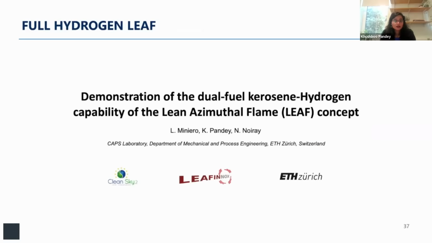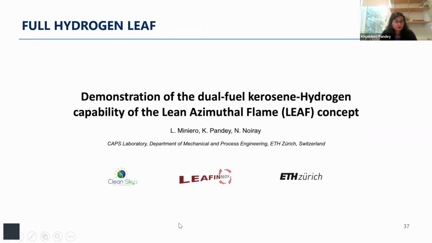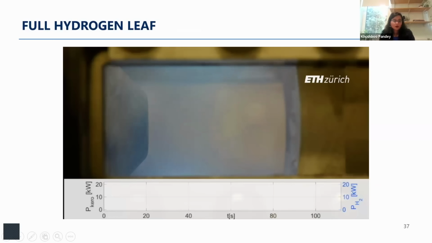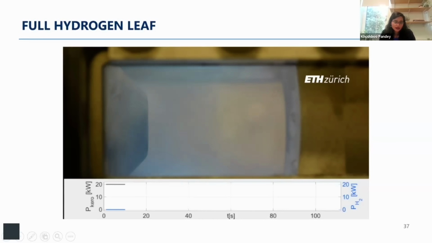Given that we saw liquid fuel operations with the leaf and hydrogen-assisted, we tried to take it to full hydrogen operation. So here is a video that I'm going to run that will demonstrate the dual fuel capability of the leaf concept. At the bottom figure, you see that in real time, the black line is the kerosene power and the blue line is the hydrogen power.